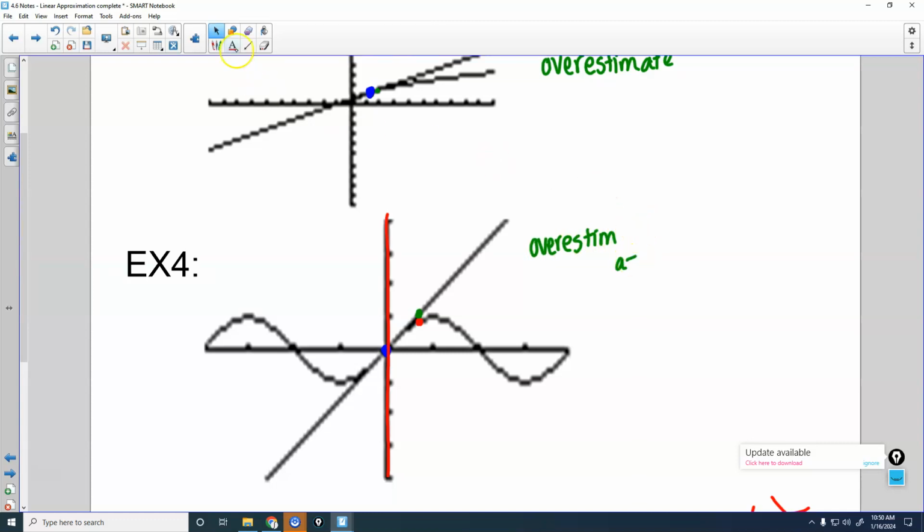I don't know why it's like that. All right. But what if I go over here and I'm trying to estimate this point right here? Would the tangent line give me an overestimate or an underestimate on that? That's an underestimate.